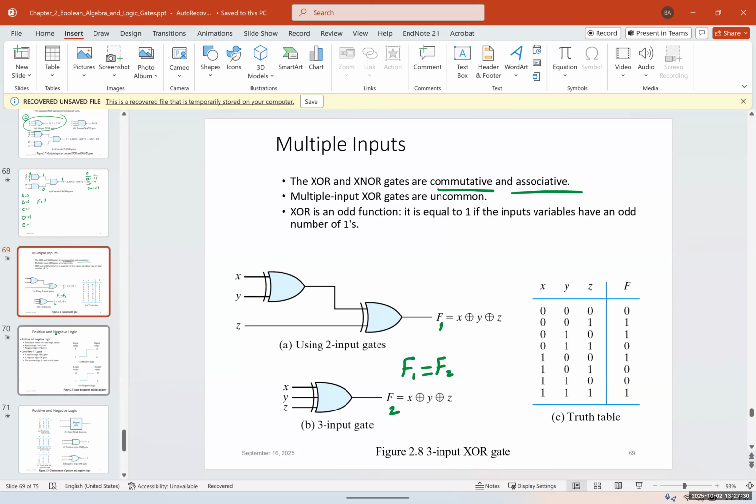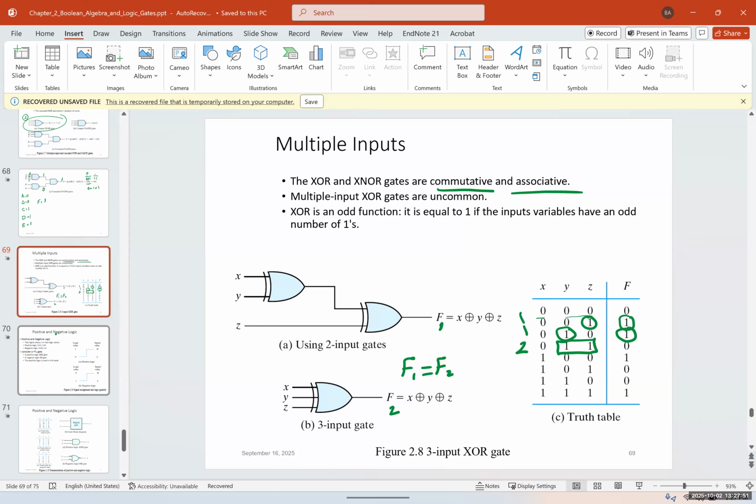Now, the truth table for this, again, if we have an odd number of 1s, we're going to have a 1 in the output. Here we don't have any 1s, so it's going to be 0. Here we have 1, so we would have 1. Here again, we have just 1. Odd number of 1s, it's 1. Here we have 2.